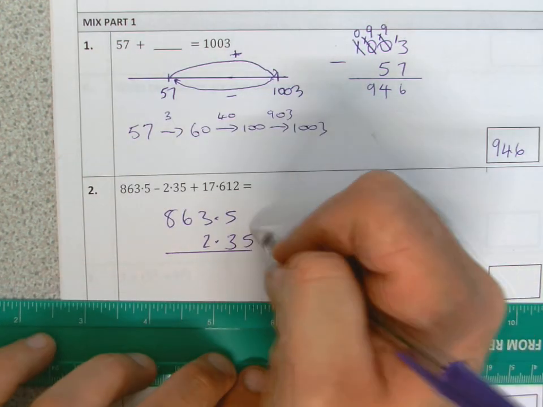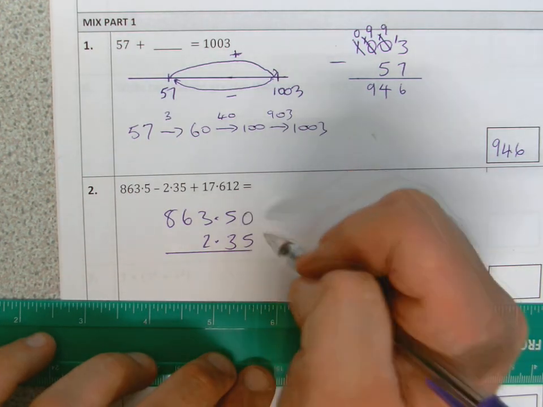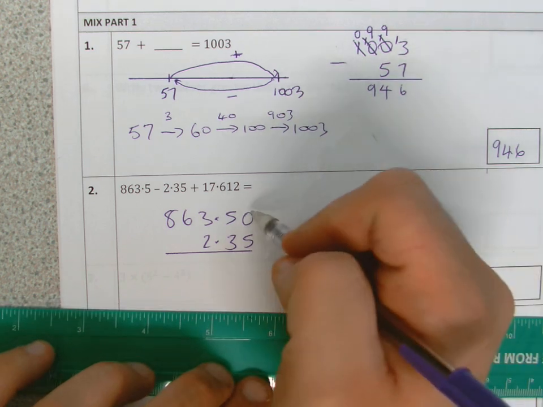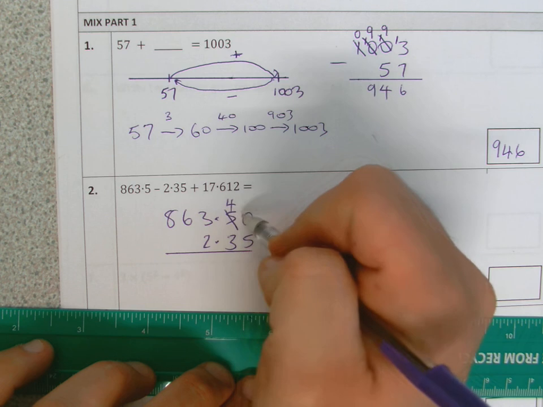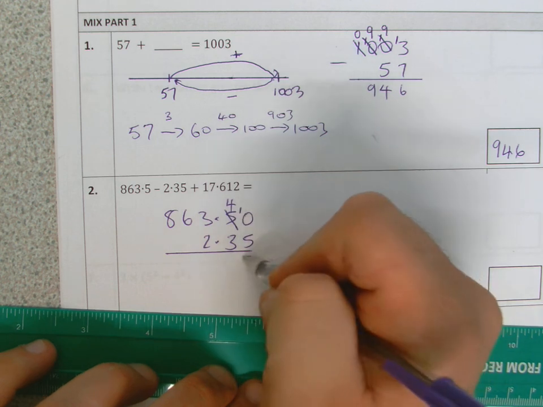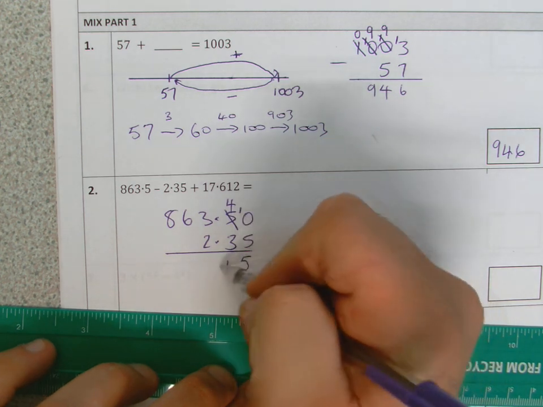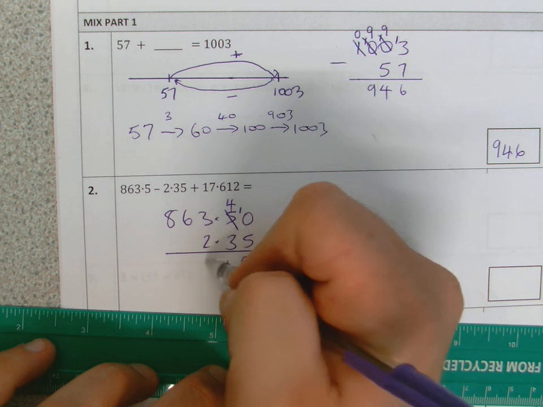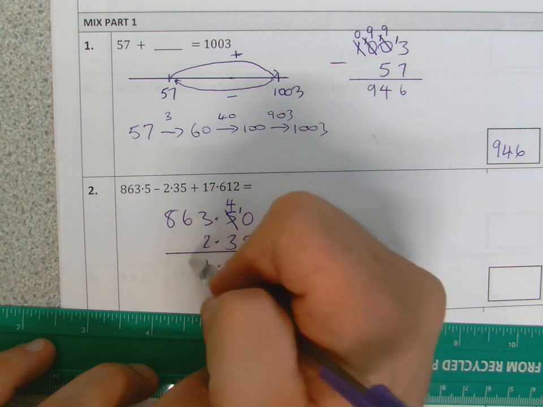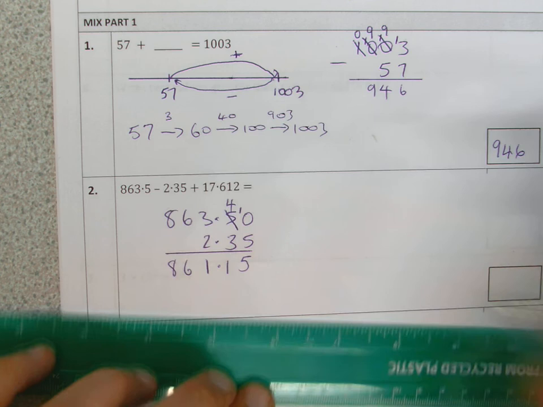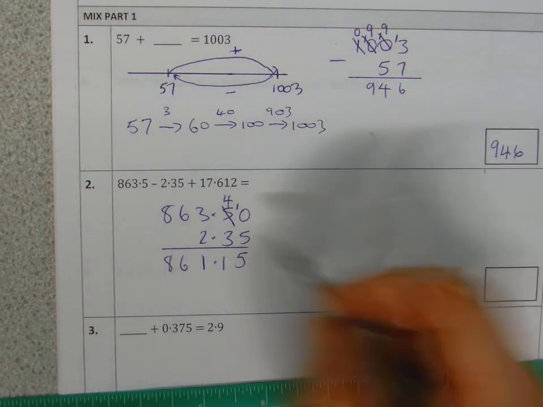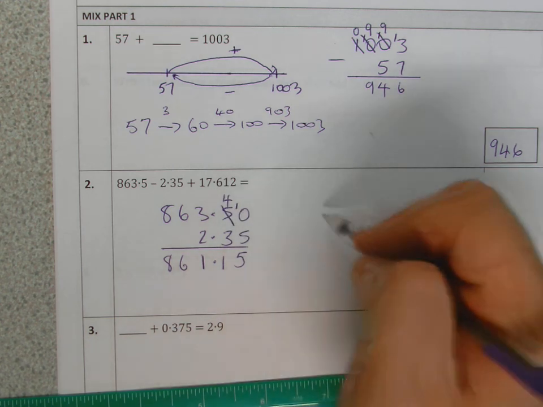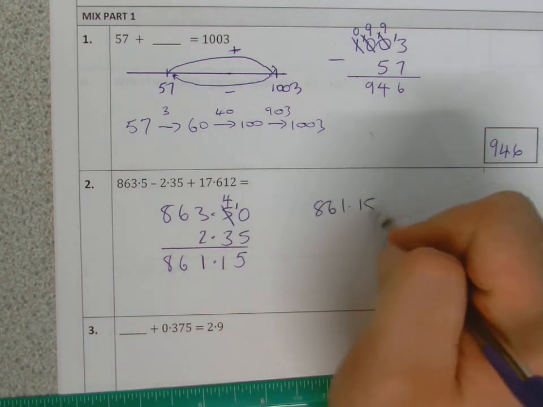This take away. So when we take away, obviously a 0 there. Okay, we'll put a 0 there because there's nothing there. 0 take away 5 we can't do. We borrow it, that becomes a 4. So 10 take away 5 is 5, 4 take away 3 is 1, decimal point, 3 take away 2 is 1, 6 take away nothing is 6, 8 take away nothing is 8, so 861.15, and then we need to add on that number here, okay?